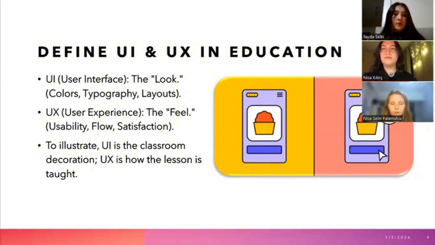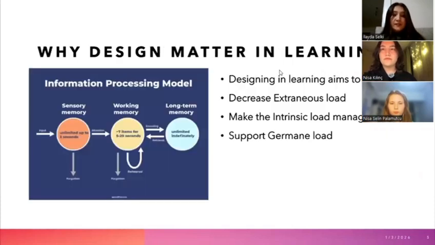taught to you. Okay, so far we know what UI and UX are, but why are they important in learning? First, we need to understand how we learn information. We get the information through sensory memory, and the working memory is the one that processes information, and it can hold approximately 7 items for 5 to 20 seconds. If it's a successful learning process, we can get the information into long-term memory.